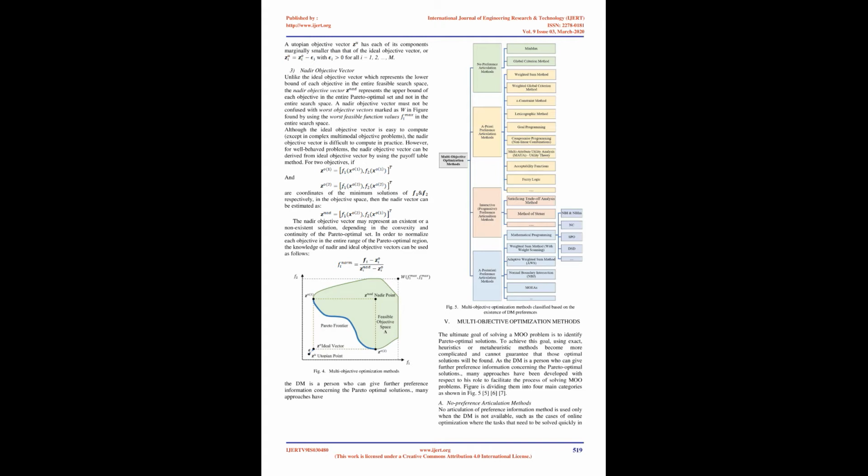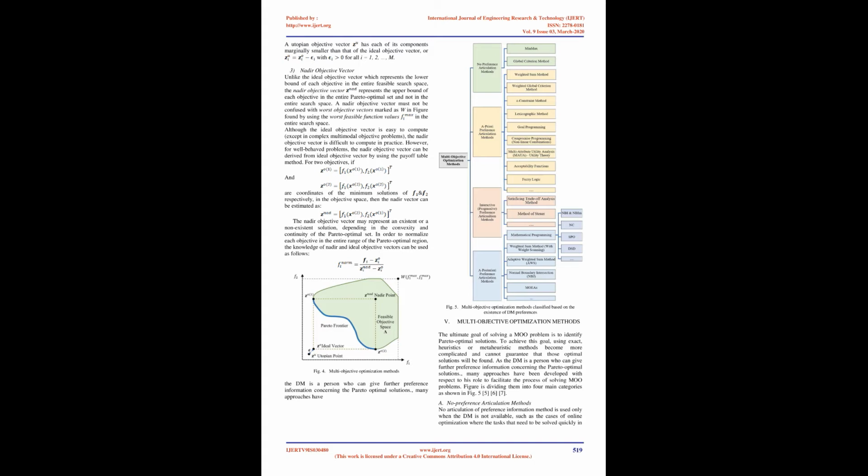For this purpose, the utopian objective vector is defined as follows. A utopian objective vector has each of its components marginally smaller than that of the ideal objective vector, for all i equals 1, 2, ..., m. 3. Nadir objective vector. Unlike the ideal objective vector, which represents the lower bound of each objective in the entire feasible search space, the nadir objective vector represents the upper bound of each objective in the entire Pareto optimal set and not in the entire search space.